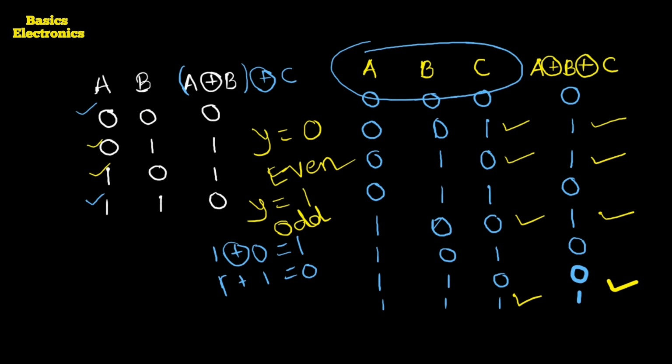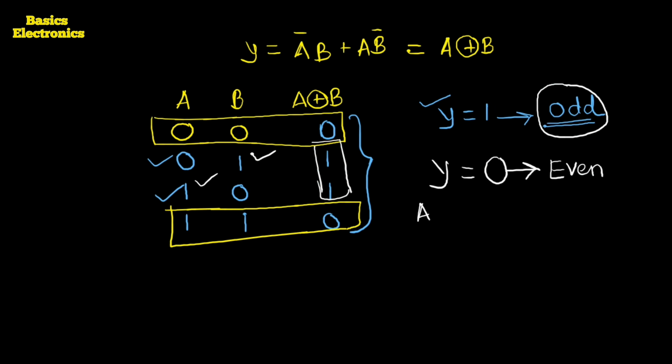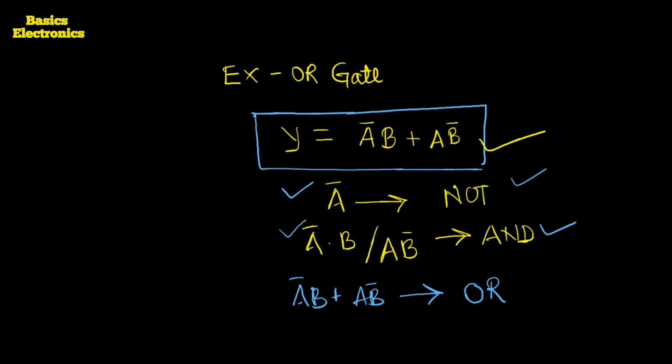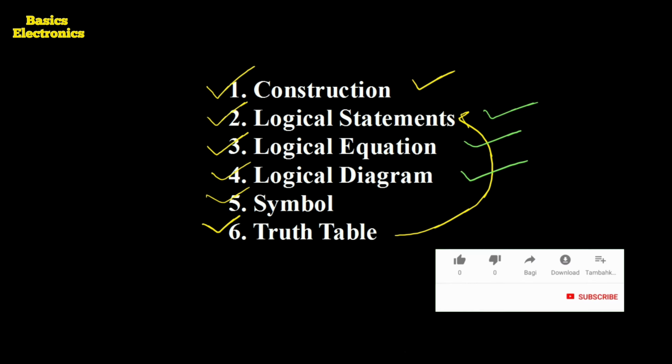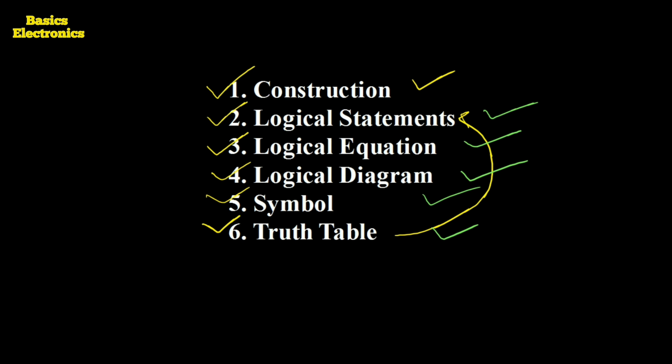Okay, so we have seen how the XOR gate produces logically low output and logically high output, and we have seen the construction of the XOR gate. We have seen all the sequence of the XOR gate. We have seen the construction, then the logical statement, the logical equation, logical diagram, symbol and the truth table. Okay. Next time we'll see the applications of the XOR gate.